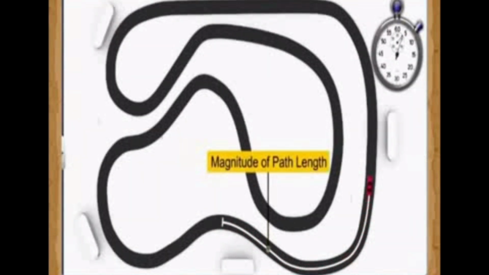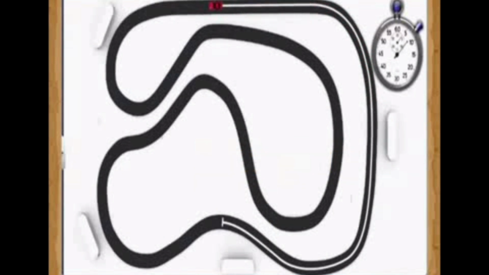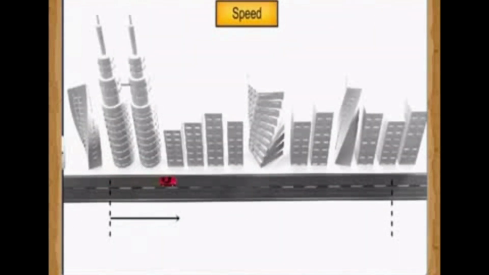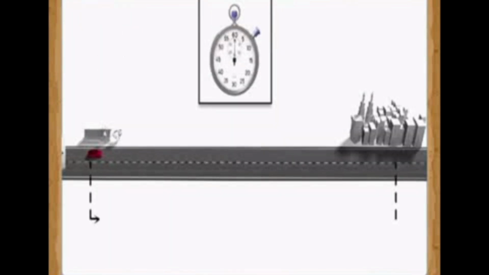Suppose the car is moving in a curved path. The length of the path actually traveled by the car is the distance. Displacement is the distance between the initial and the final position. If the car comes back to its previous position, the displacement becomes 0, but it has a distance, because it traveled the whole actual path.